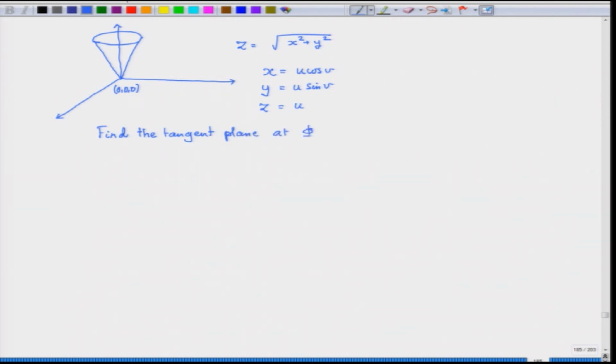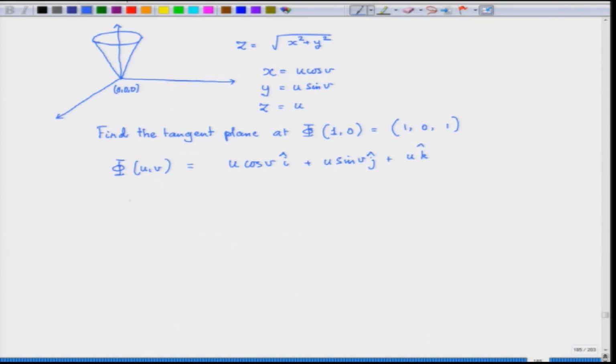at phi 1 0. What is phi 1 0? Phi 1 0 corresponds to u is 1 and v is 0. The cos 0 is 1, so it corresponds to 1 0 1. So, at this point it is asking you to find a tangent plane. So, how have I represented phi u v here? Phi u v is represented as u cos v i vector plus u sin v j vector plus u k vector.